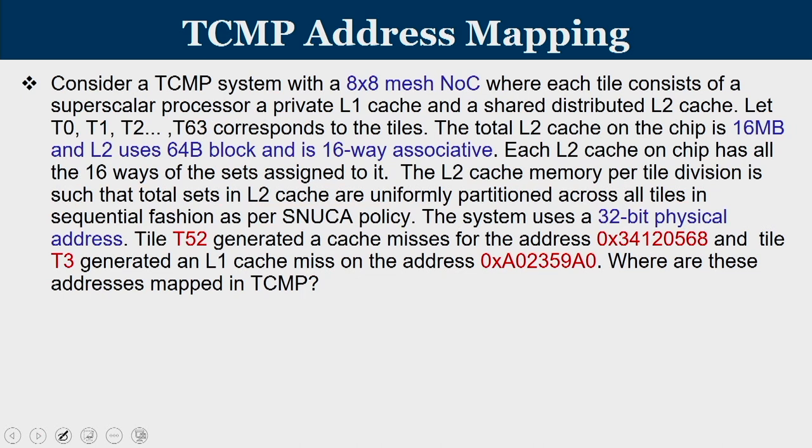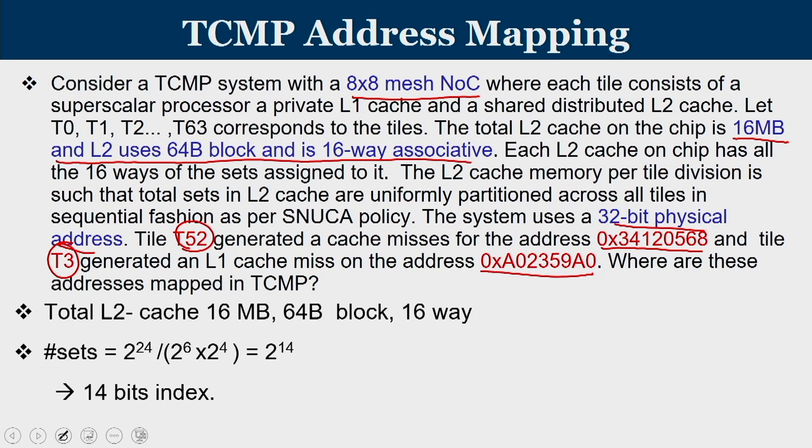So, let us rephrase the most important aspects of the question. I am talking about an 8x8 mesh NOC. And the property of L2 cache is it is shared distributed L2 cache, 16 MB of L2 cache, which is 16-way associative and 64-byte block. We are using 32-bit physical address and T52 is generating an address 0x34120568 and T3 is generating another address 0xA02359A0. Where are these addresses mapped in TCMP?